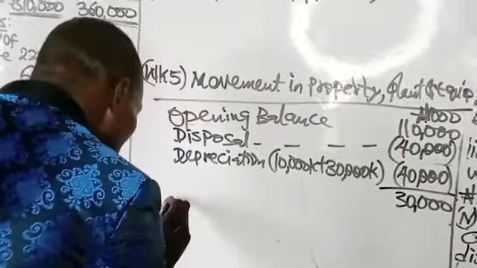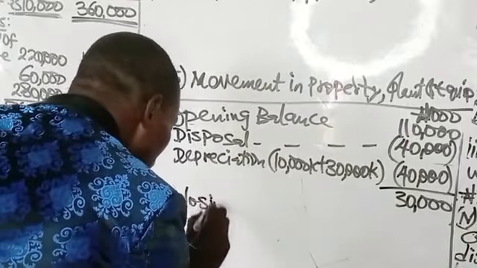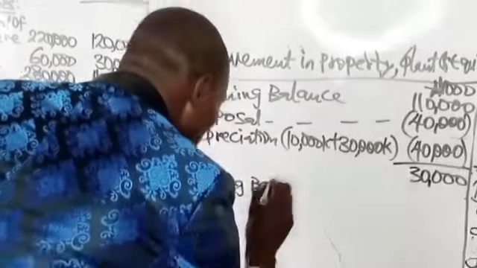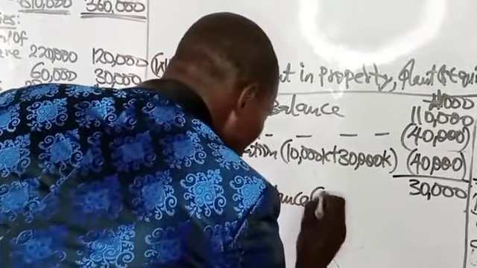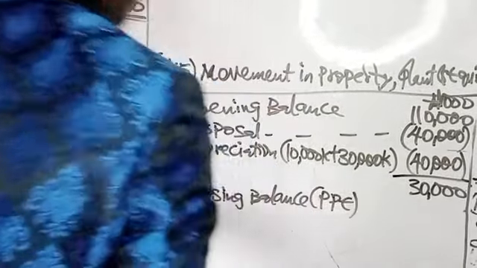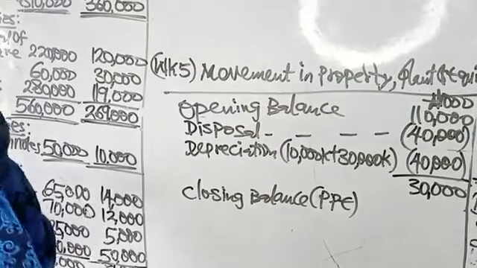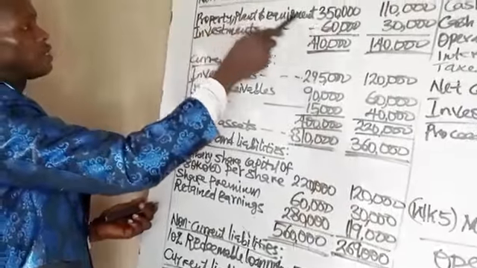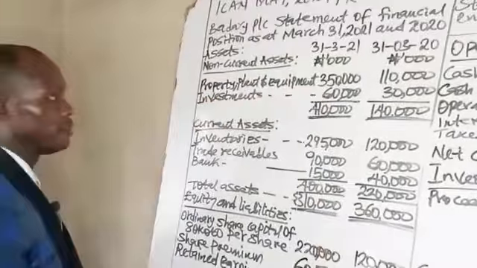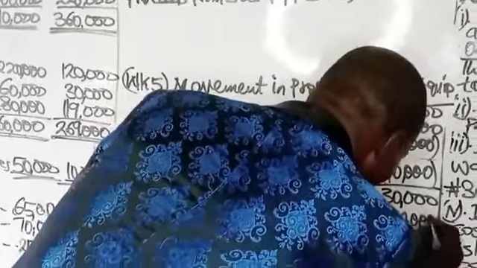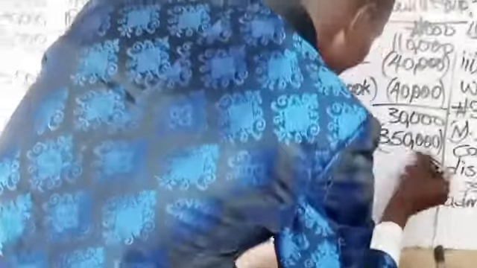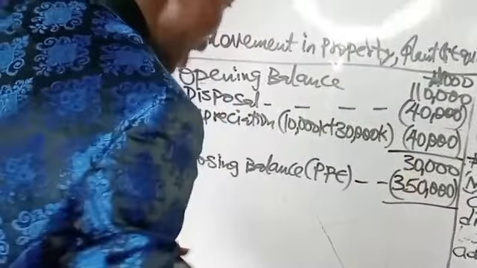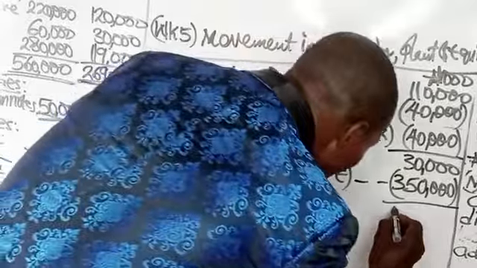Then you have the closing balance. Closing balance in respect of PPE. How much is the closing balance? So you have property, plant, and equipment, 350 million. The closing balance amounted to 350 million. Since the closing balance is greater than this, that means more PPE have been acquired, which is 320 million.